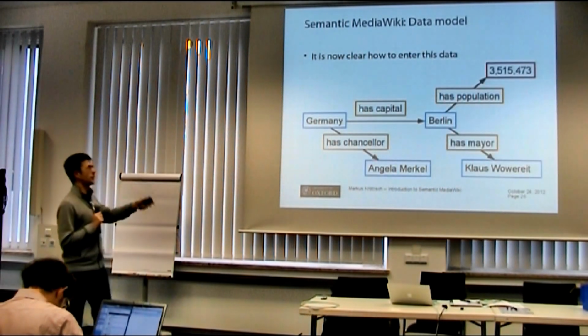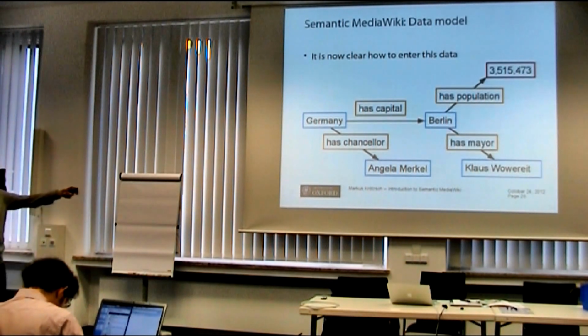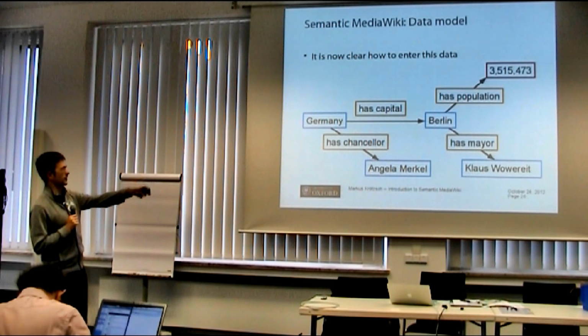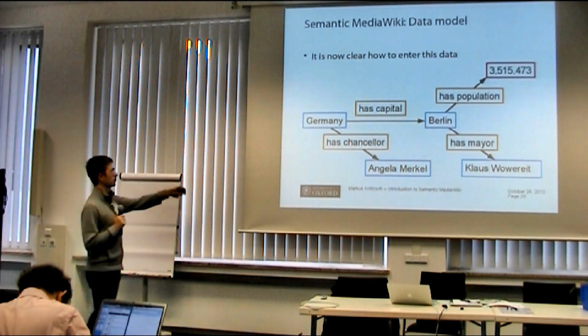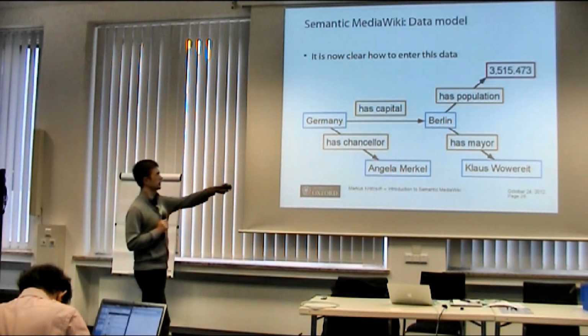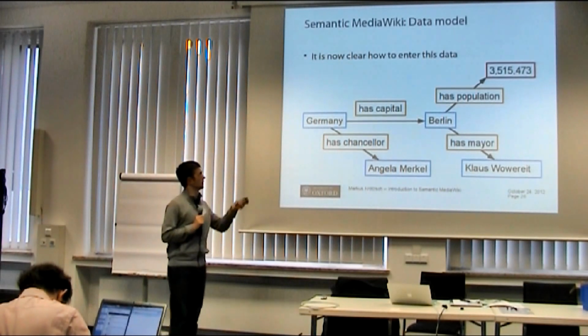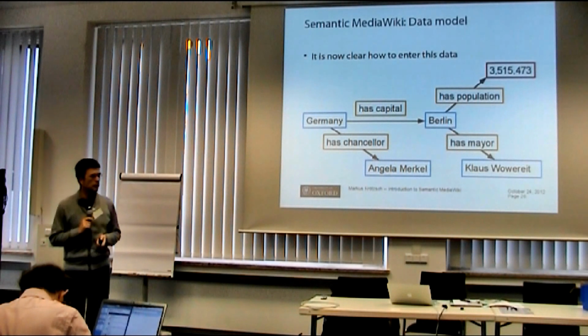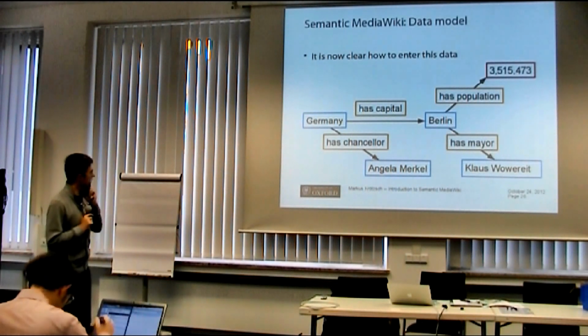Okay, so with this together we have already learned enough to actually enter this. So you could now go to a wiki and create this type of data by just creating according pages, creating according properties, and entering these property value pairs in a method of your choice on the wiki page. So this is fairly simple.